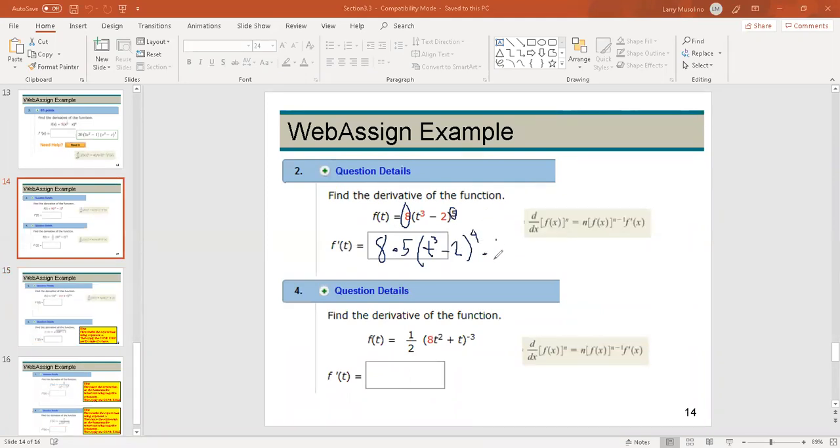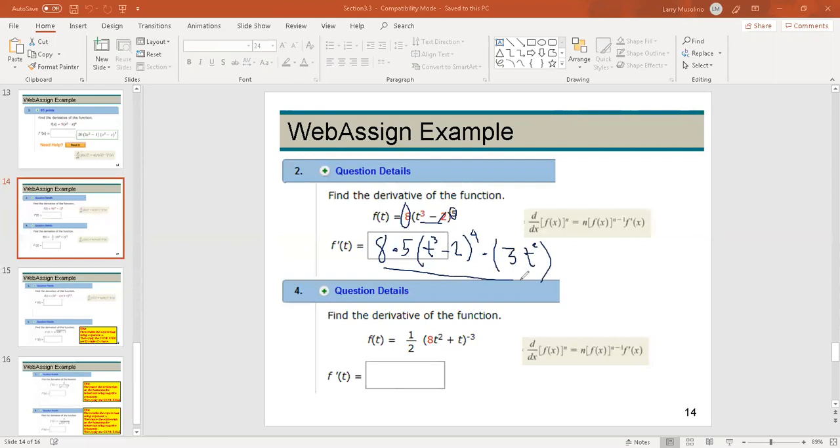Now the chain rule says I have to multiply by the derivative of what's inside the parenthesis. The derivative of t to the 3rd is 3t squared. And of course, the derivative of that constant 2 is just 0. So I end up with this result for the derivative. All right, let me go to the bottom example.